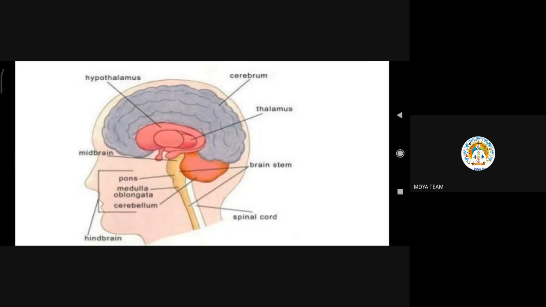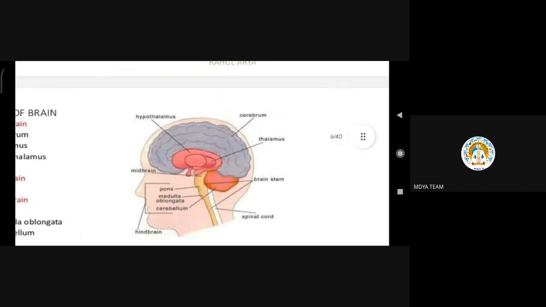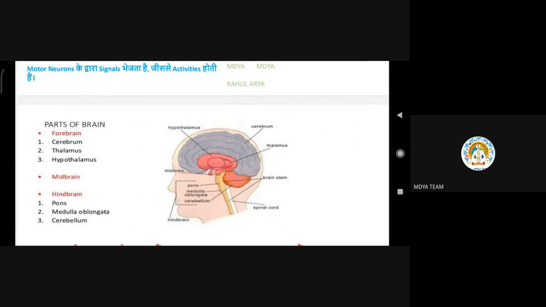Cerebellum looks like a very small part, but it controls so many parts of our body. It is a very important part of our brain. It looks small, but it controls and coordinates a vast area of our body. So it is also known as the small brain. So hindbrain consists of pons, medulla and cerebellum.